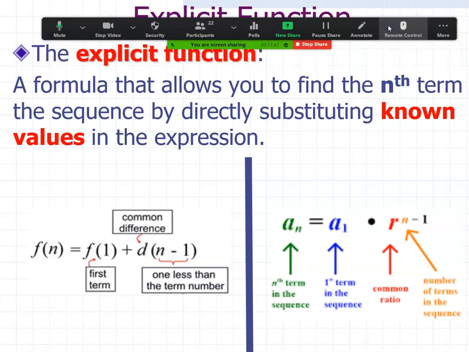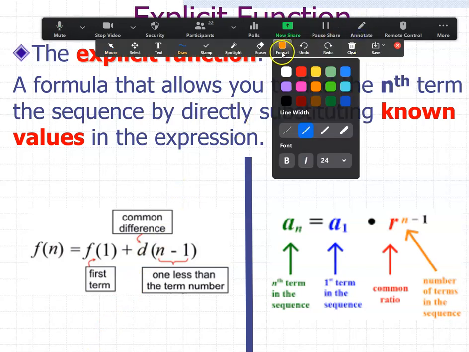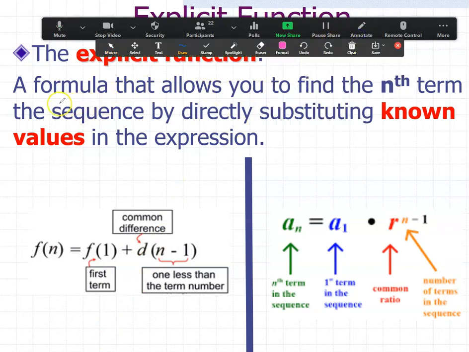Okay, first explicit functions. There's a lot going on here. So an explicit function is a formula that allows you to find the nth term of the sequence by directly substituting known values in the expression.